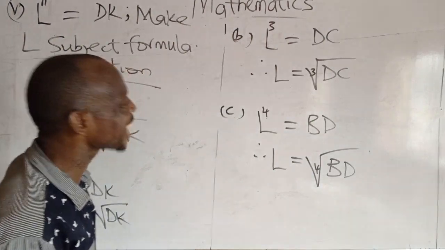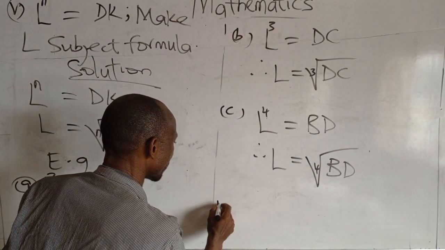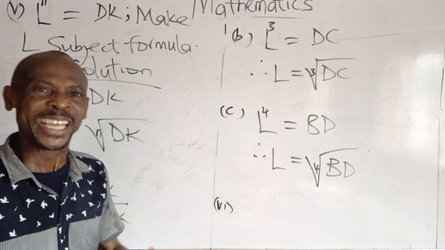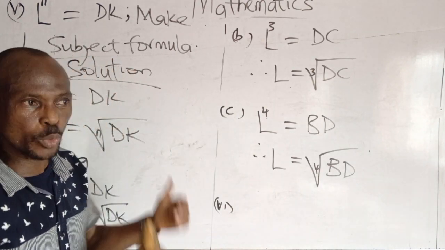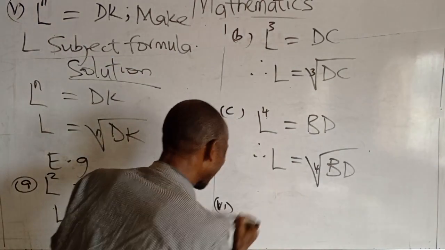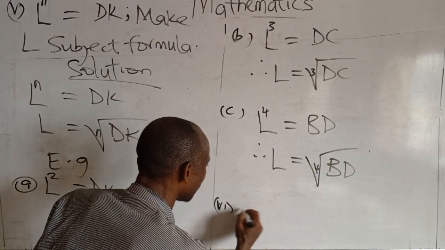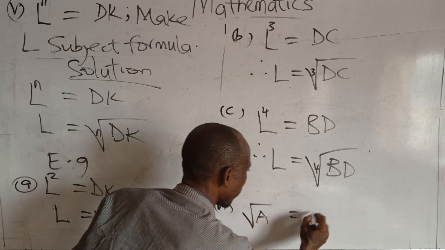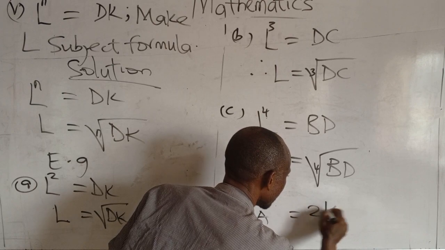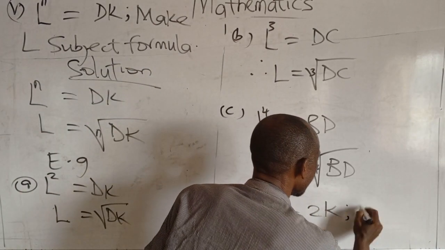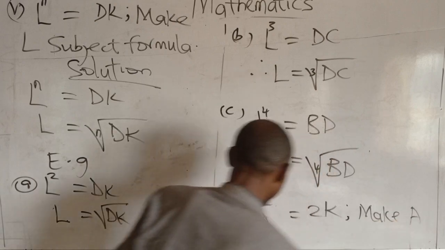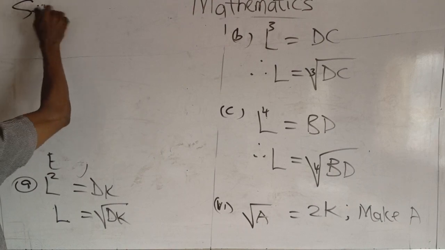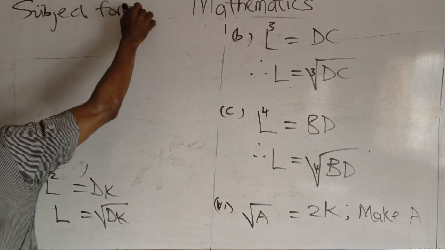Then we are going to look at our last principle, principle number 6. When a value or a letter or symbol is in a root form, how do we change the subject? When a letter is in a root form, let's give an example. Square root of A is equal to 2K. And here we want to make A the subject of the formula.